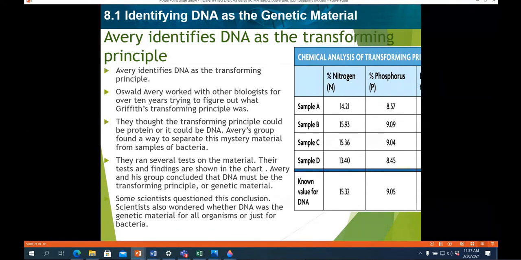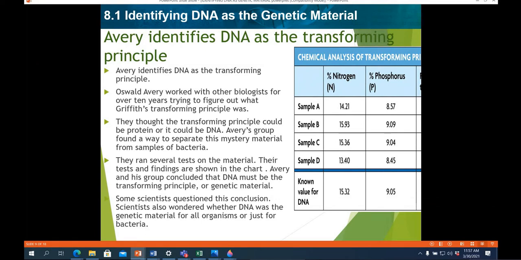Can I read? Yes, please. Avery identifies DNA as the transforming principle. Oswald Avery worked with other biologists for over 10 years trying to figure out what Griffith's transforming principle was. They thought the transforming principle could be protein or it could be DNA. Avery's group found a way to separate this mystery material from samples of bacteria.